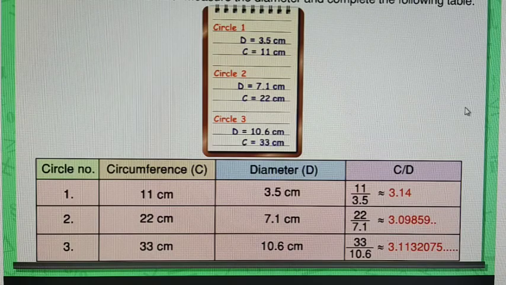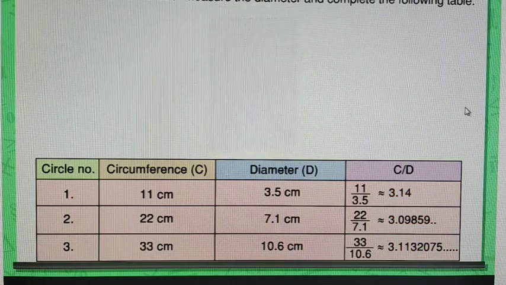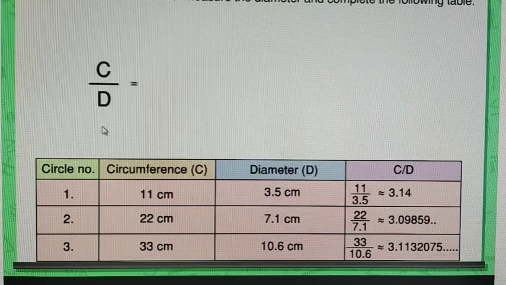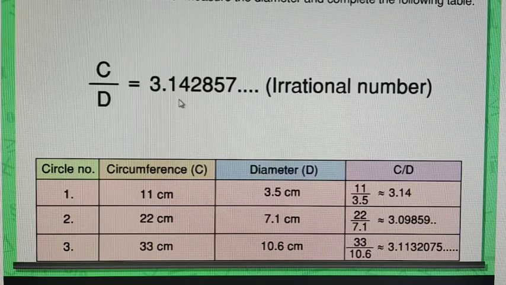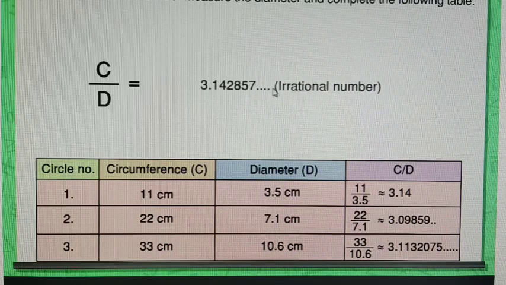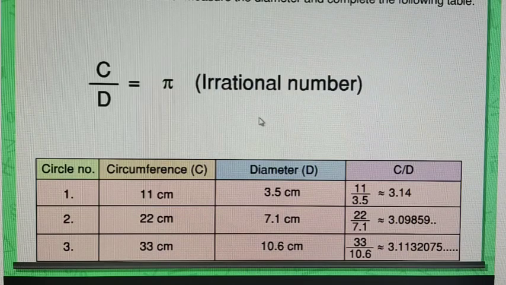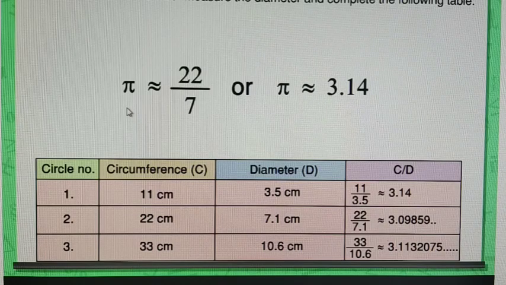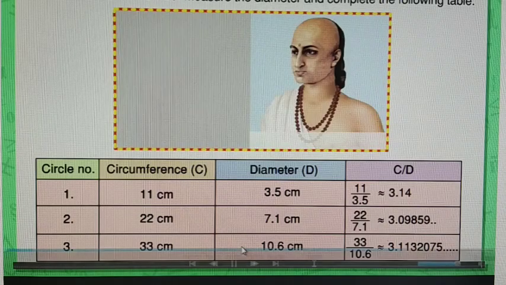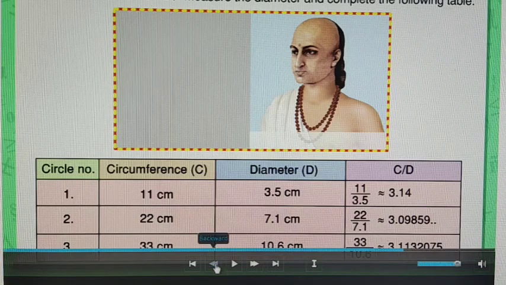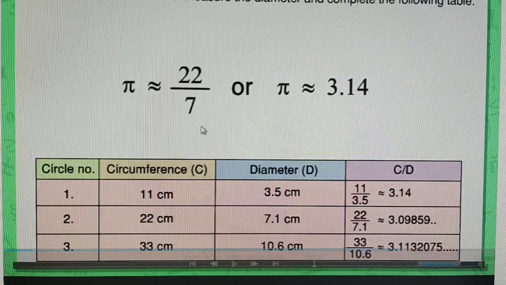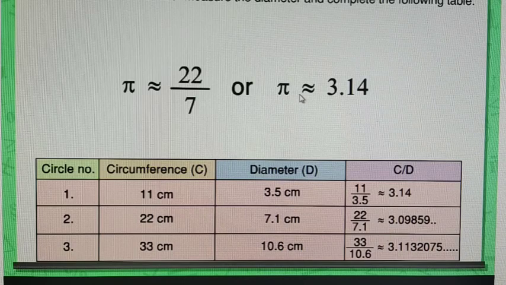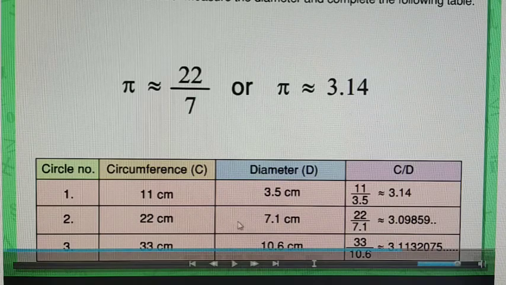So here you can see that the ratio of circumference upon diameter is a constant, which is equal to 3.142857, which is again an irrational number. Irrational number means it is never ending. We will not get remainder as 0. So for pi, we can take the value as 22 upon 7, or pi is approximately equal to 3.14.